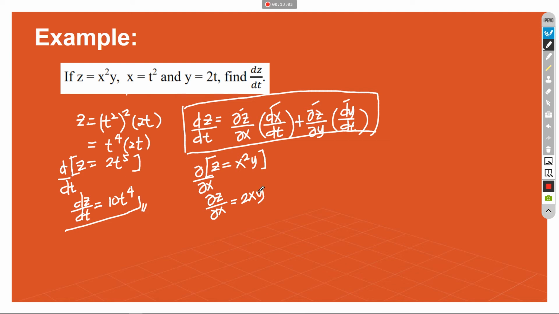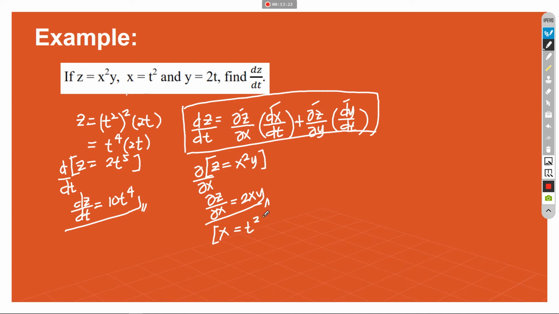Okay, so paano naman natin kukunin si dx over dt? So, si dx over dt, kukunin natin, of course, kay x is equal to t squared. So, we have x. Ito muna gawin natin. x is equal to t squared.